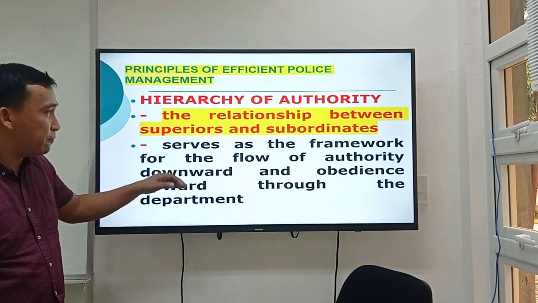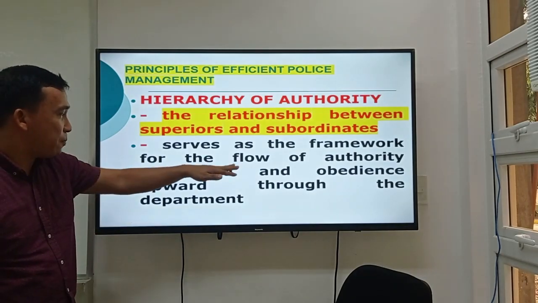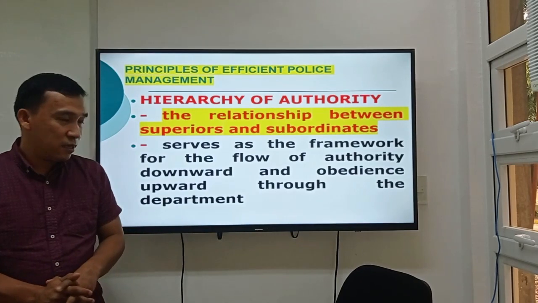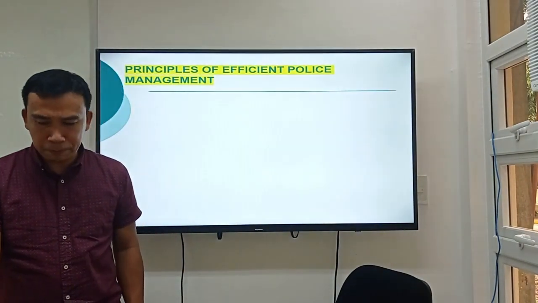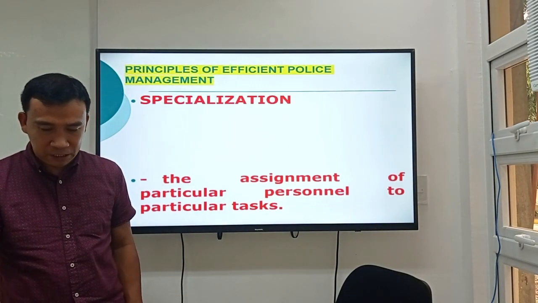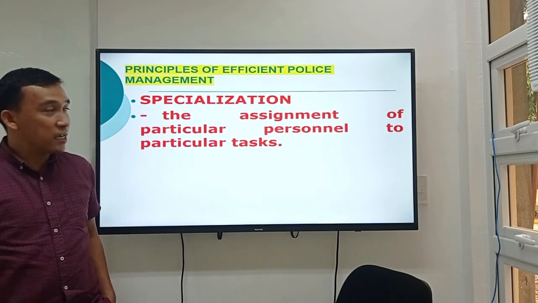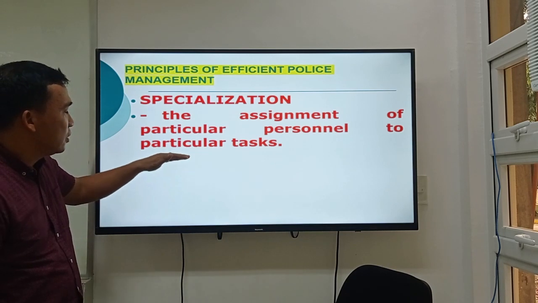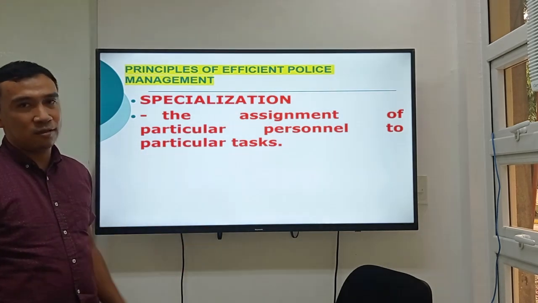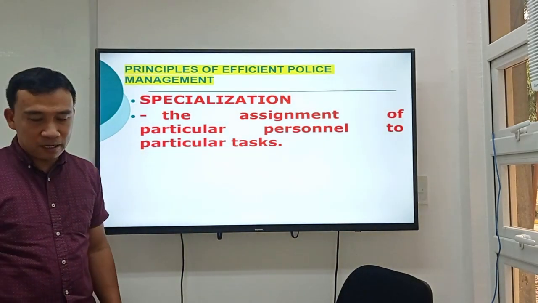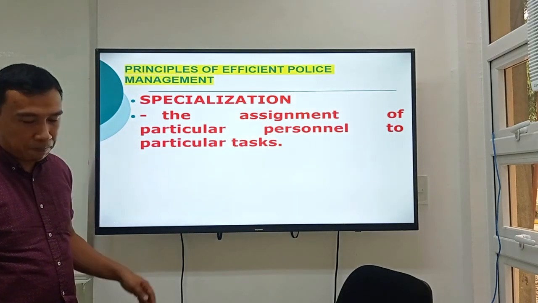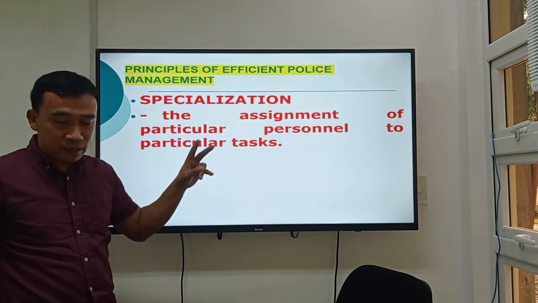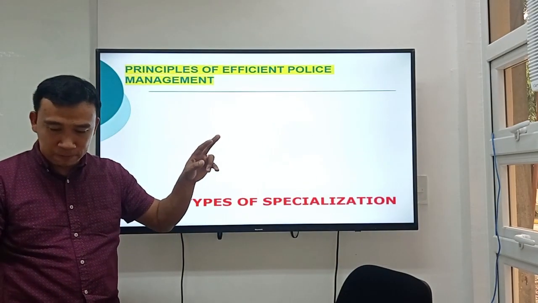It serves as the framework for the flow of authority downward and obedience upward throughout the department. Next, specialization. Specialization means the assignment of particular personnel to particular tasks. Okay. The assignment of particular personnel to particular task. At meron dalawang klase ng specialization.